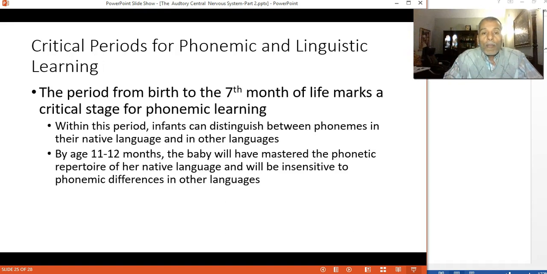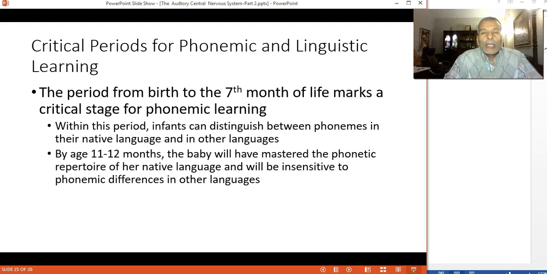During this time, the child masters the sounds of his or her native language. They master the properties of these sounds. They are able to distinguish between two different sounds of their language, and they are able to distinguish between various sounds in other languages. So at this point, they are like universal language learners.